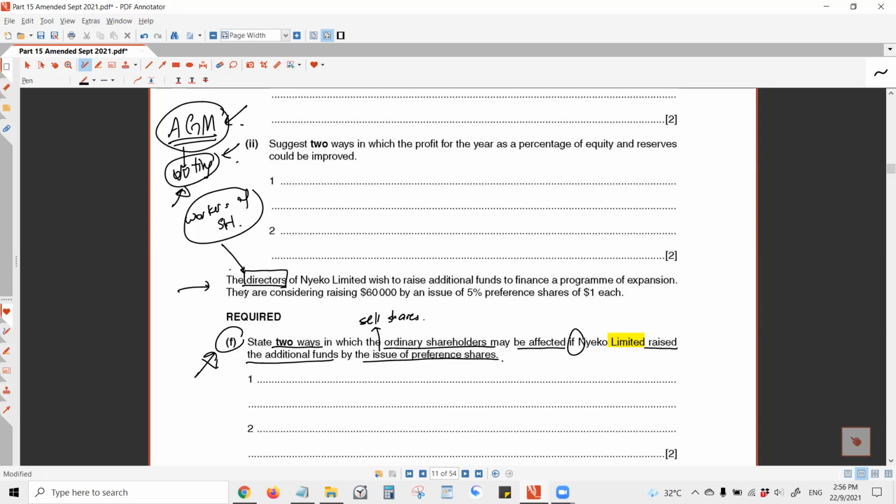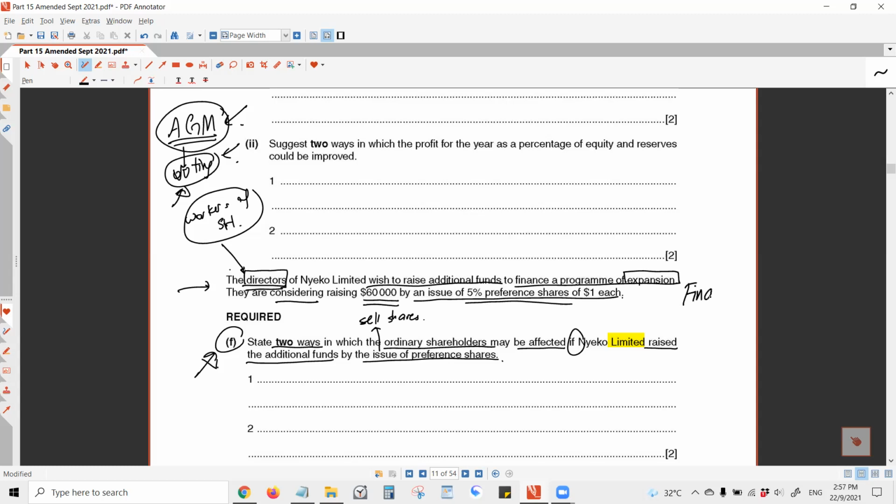So it says that directors wish to raise additional funds to finance a program of expansion. They want to expand their business. They are considering raising 60,000 by issuing 5% preference shares. Now, you may have a question. Why issue preference shares? Why don't they issue ordinary shares? Why don't they borrow money? It is a very good question.